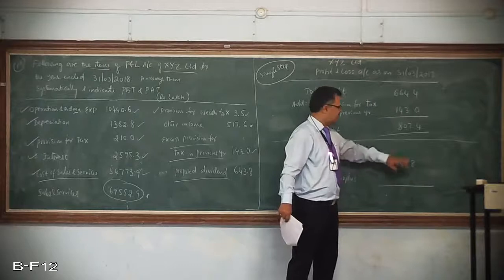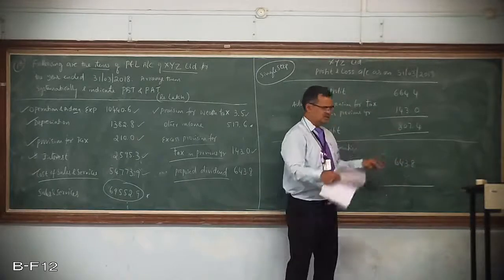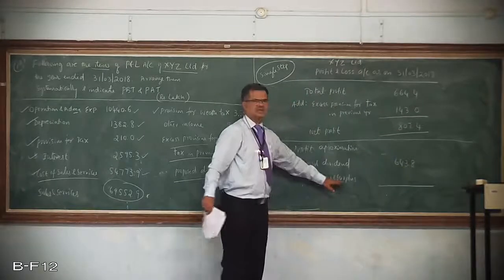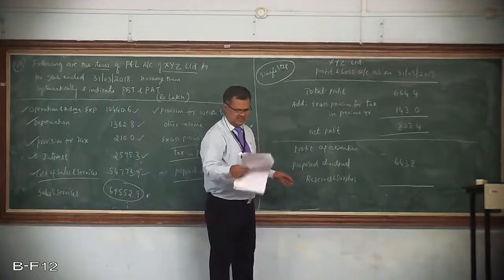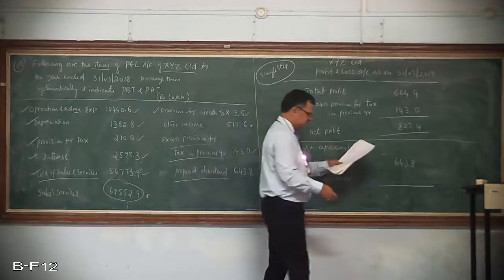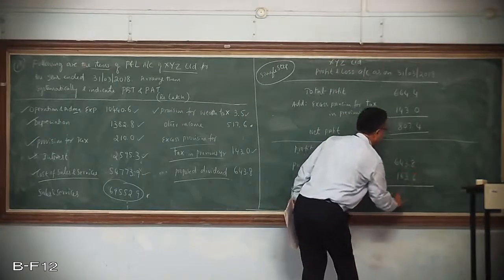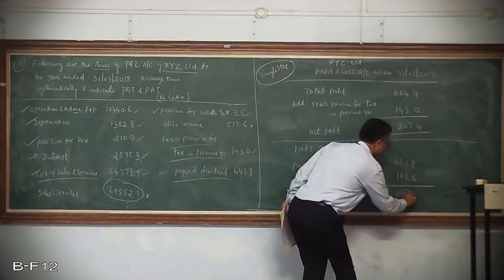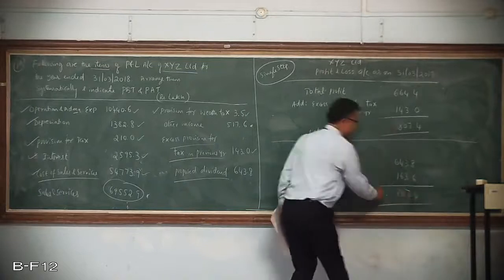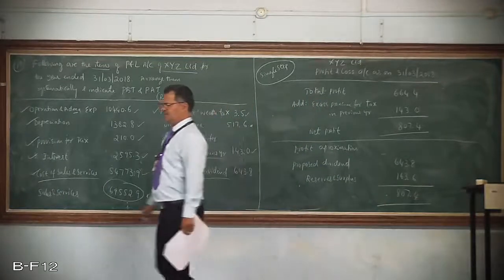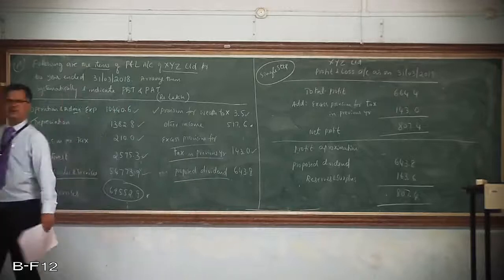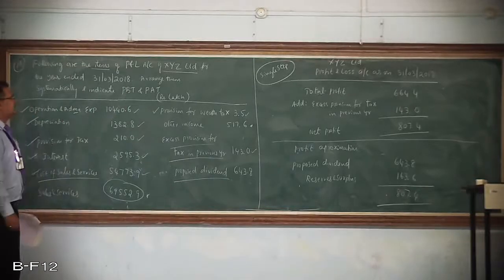So by subtracting the dividend from net profit, you are going to get some surplus here, also called reserves and surplus. That is how much? 163.6, 6 is equals to 807.4. Okay. So that's all about preparing the profit and loss account.